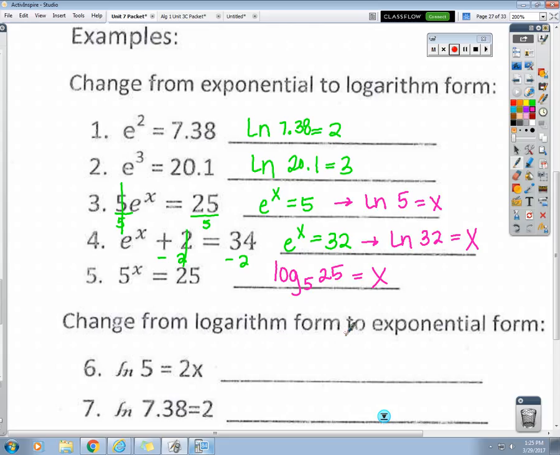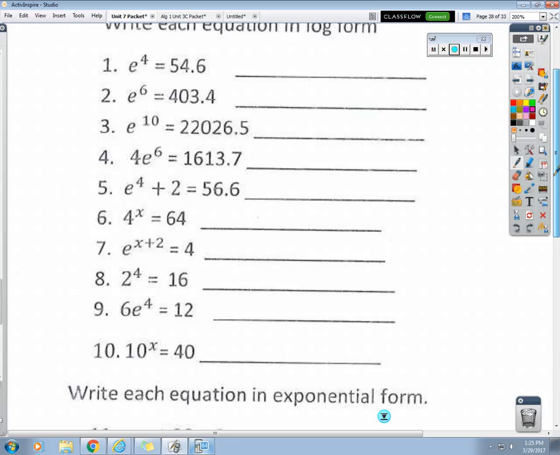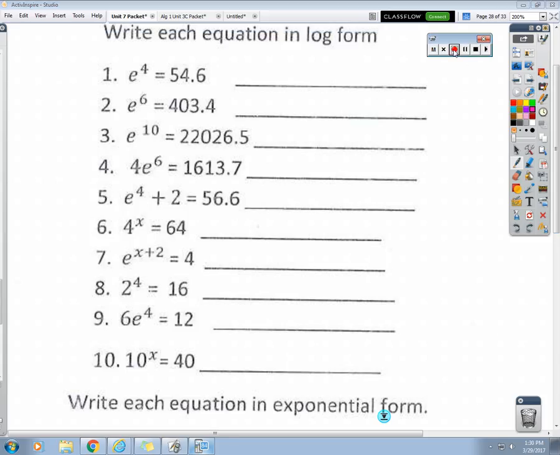Okay, now before we go down to the second section and learn how to change it the other way around, from log to exponential form, I want you to go to page 27 and try 1 through 10. Alright, do you have any questions out of the first 10? Yes. Which ones? 7? Okay, number 7.